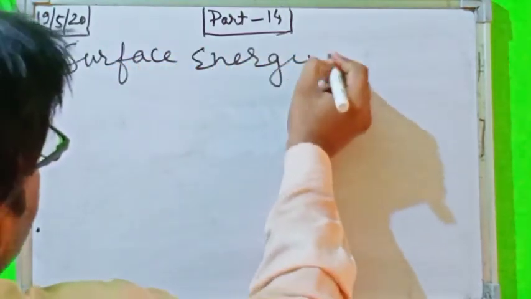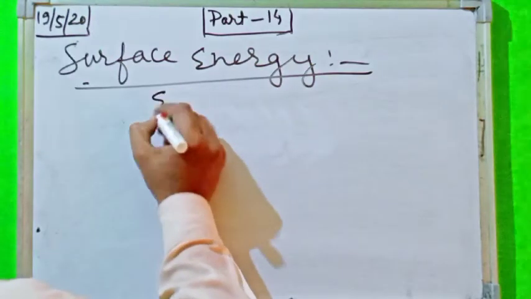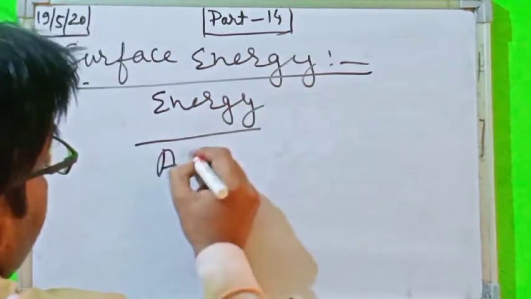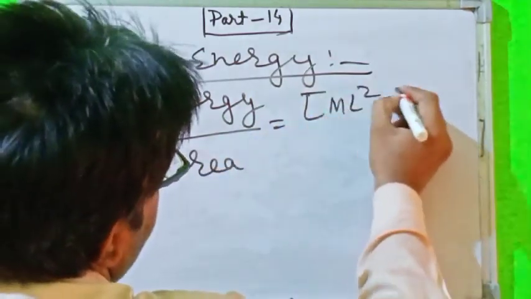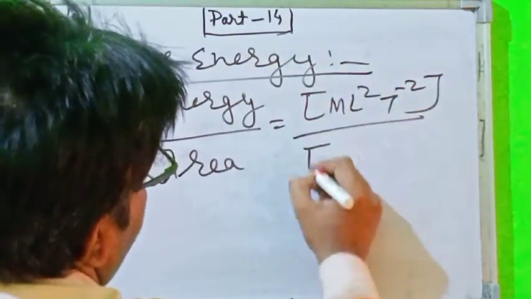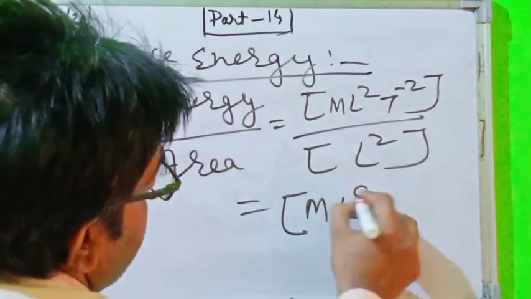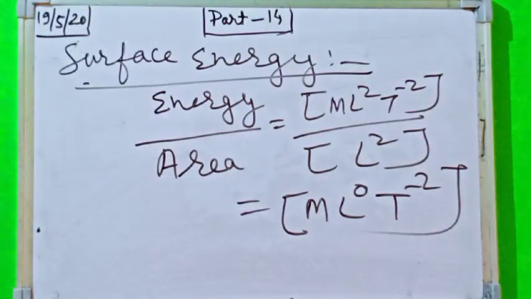Surface energy. Surface energy can be given as energy upon area. Energy is M L square T minus 2, upon area L square, and the same formula, M L0 T minus 2.